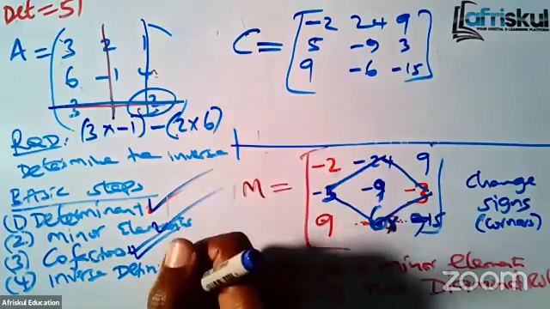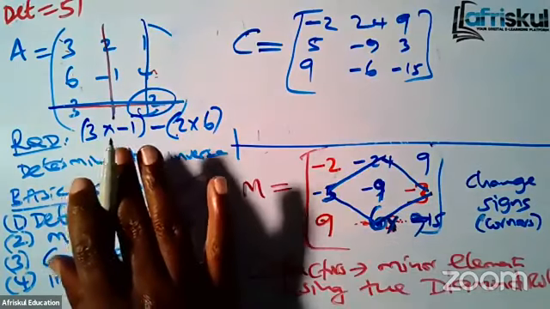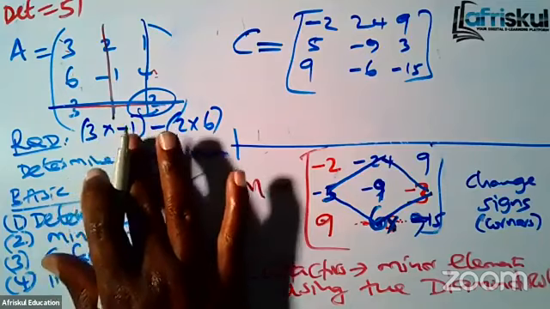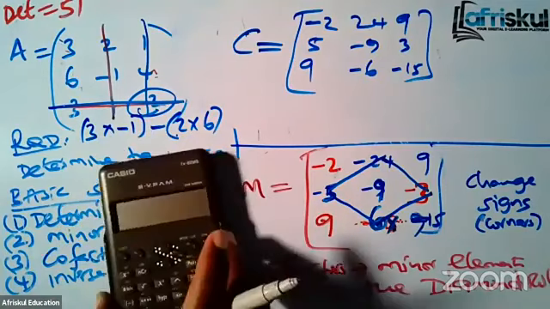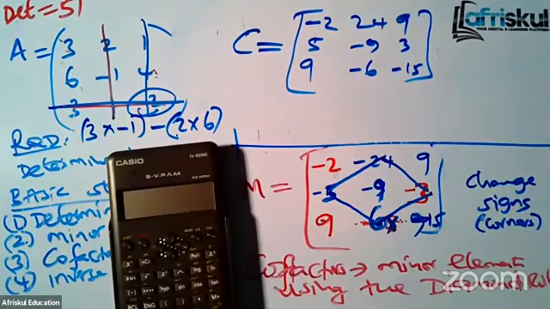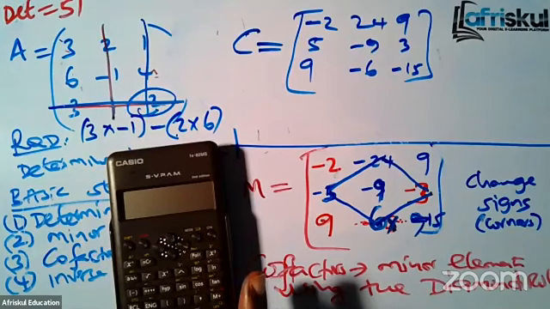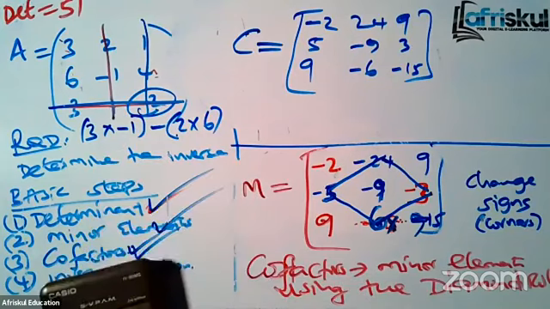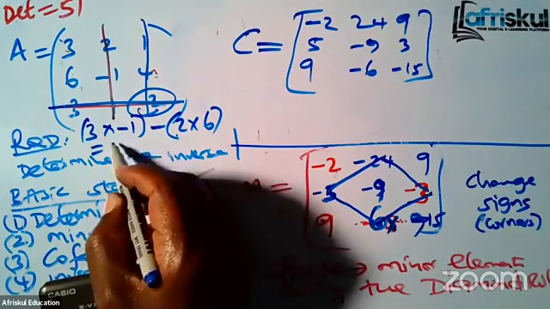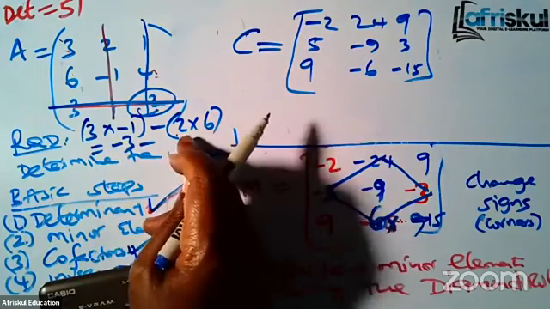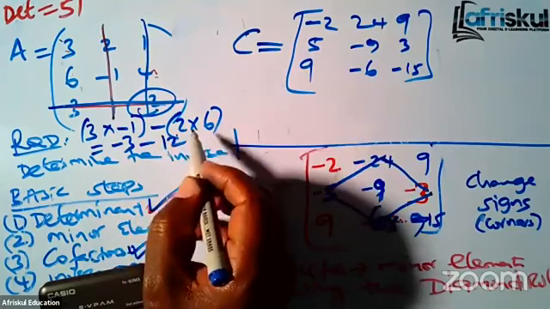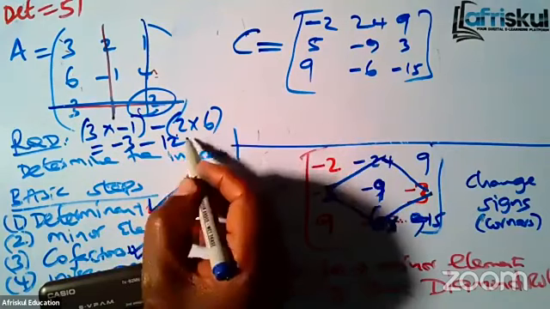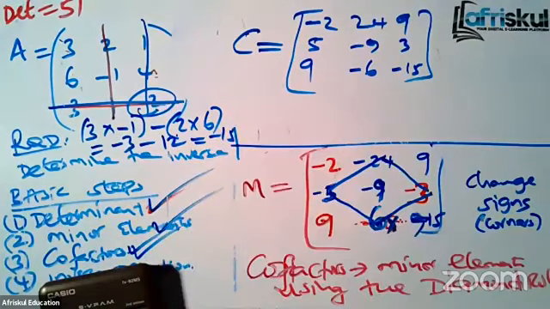So please don't rely on doing a lot of multiplications. Always rely on your calculator. Nevertheless, 3 times minus 1 gives us minus 3, minus 2 times 6 gives us 12. So what is minus 3 minus 12? Sincerely, this will be minus 15. It can't be 9. It cannot be 9. Very good. It's minus 15.